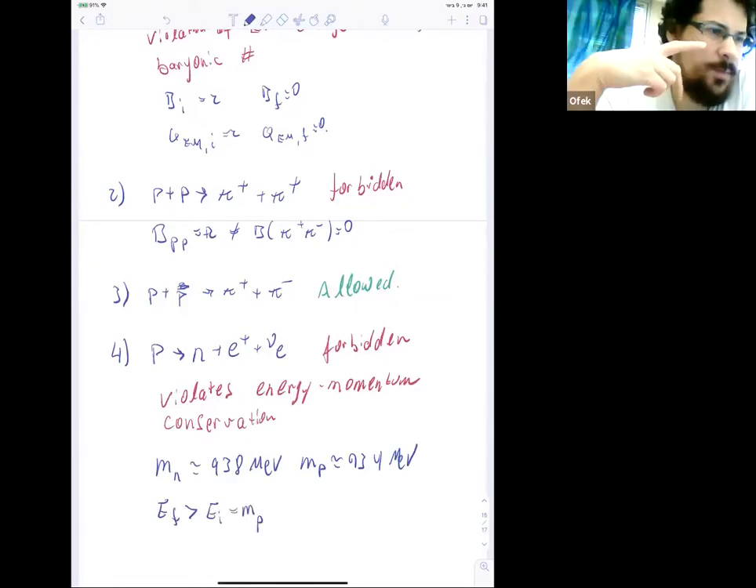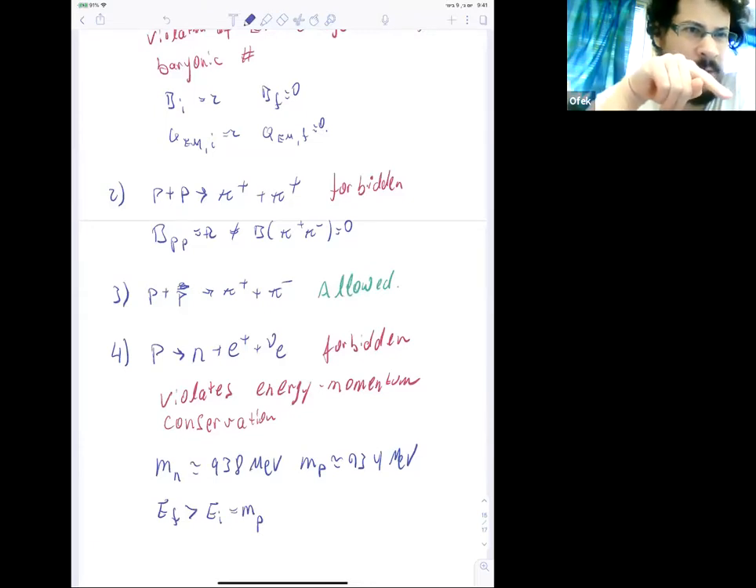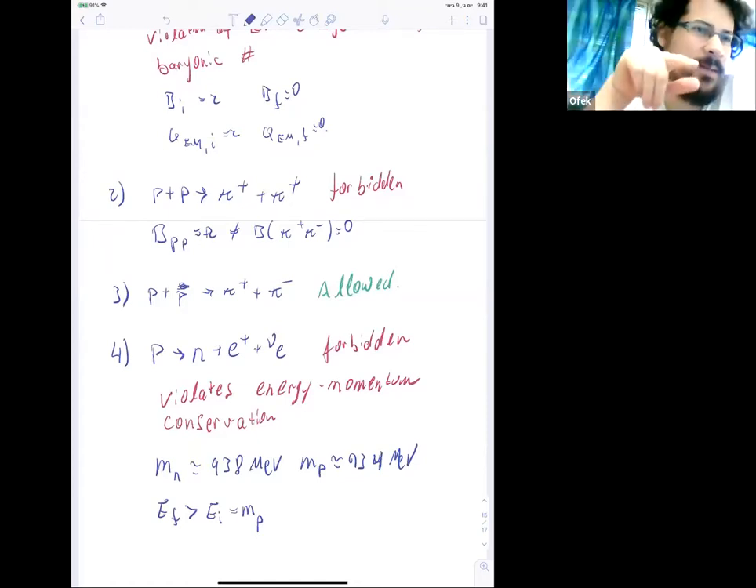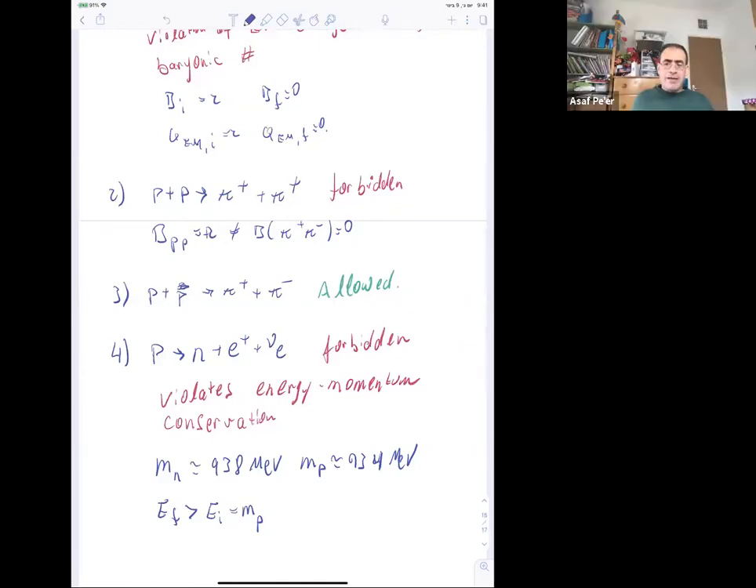Two questions. One, the 934, should that be a 931? To the best of my knowledge, it's a 934. But this is something which you can just look up on Wikipedia. Okay. And if we added a photon on either side, then it could be done? Yeah, it can happen inside a nucleus.